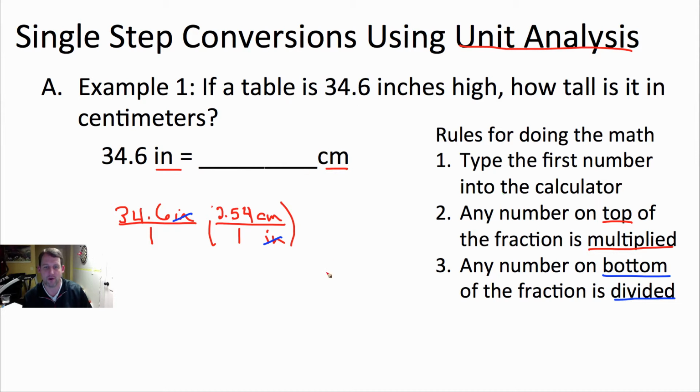So now when we do this work, we take 34.6, type it in our calculator. This number's on top, so we hit times. We can ignore the ones because ones don't really change anything, but you could do 34.6 divided by 1 times 2.54 divided by 1. But those two divided by 1s won't change anything. Our answer then is 87.9 centimeters. Okay? And that's how you do unit analysis with single-step conversions.